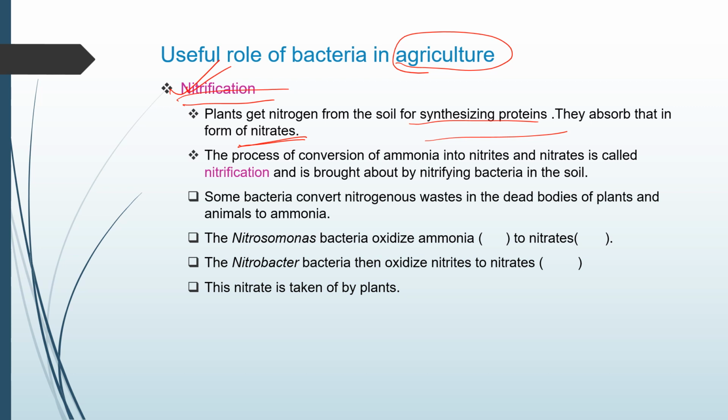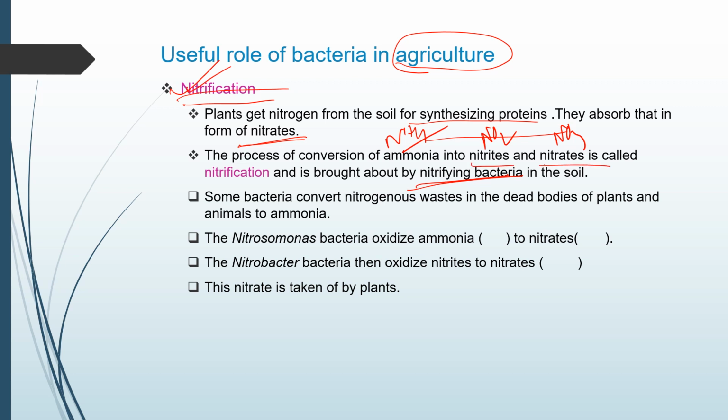In the soil, the nitrogen is present in the form of ammonia. Through manure, through fertilizers, or through the waste of animals, it is present in the form of ammonia in the soil. Now when it is present in the form of ammonia in the soil, what is done? It is converted to nitrites and nitrates, and this process is called nitrification and is brought about by nitrifying bacteria present in the soil. So this is the role of nitrifying bacteria, to convert ammonia into nitrites and nitrates.